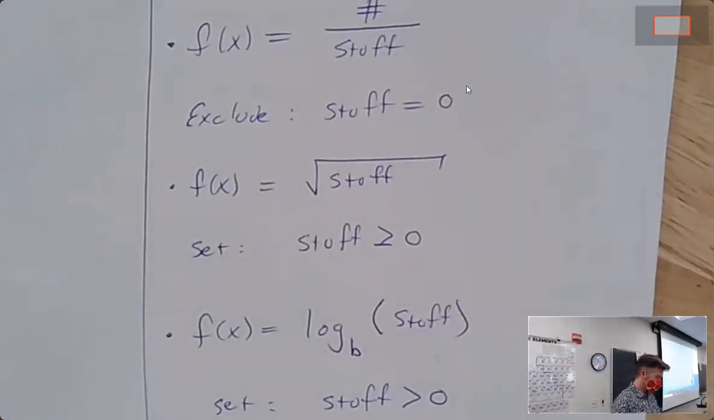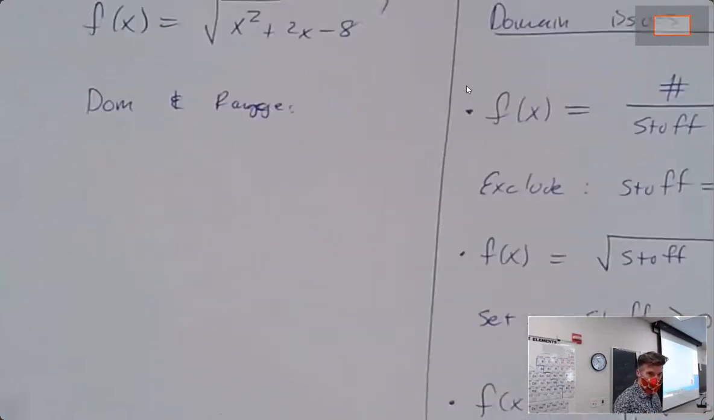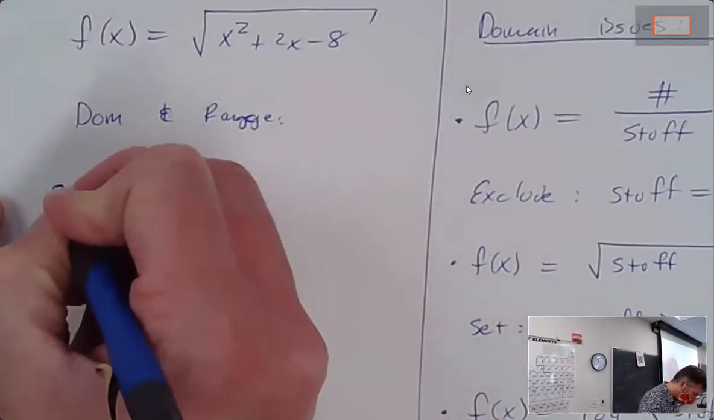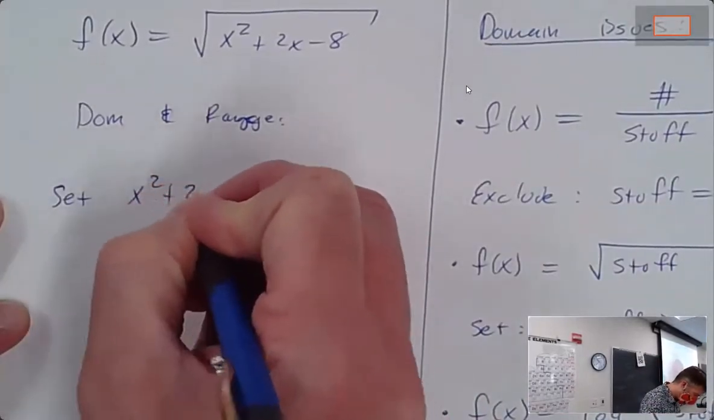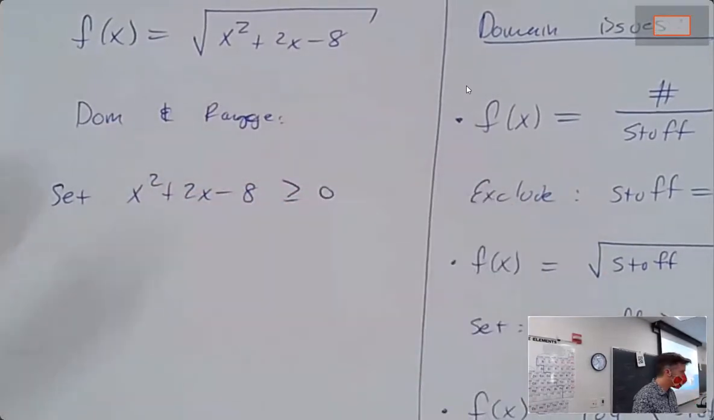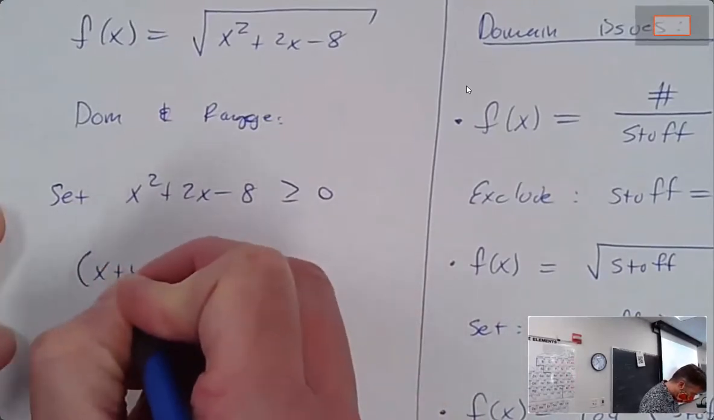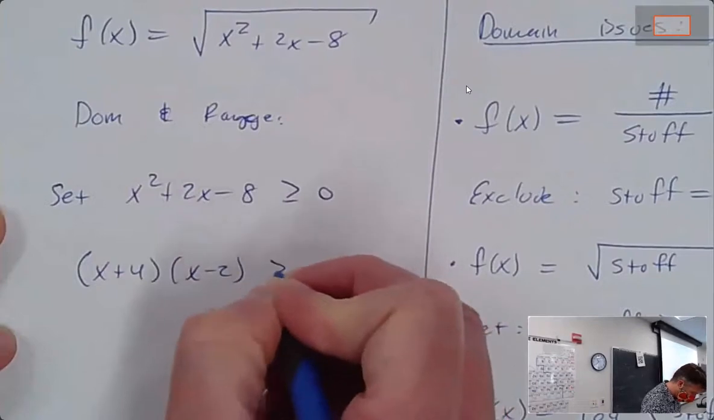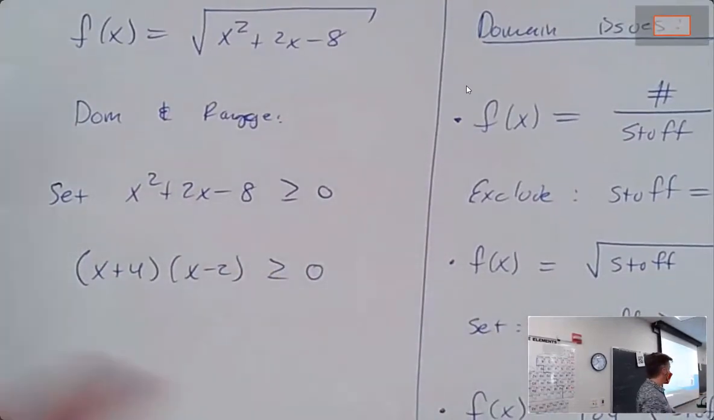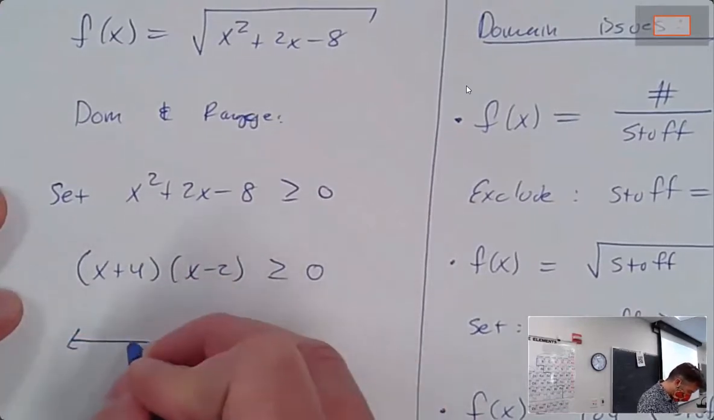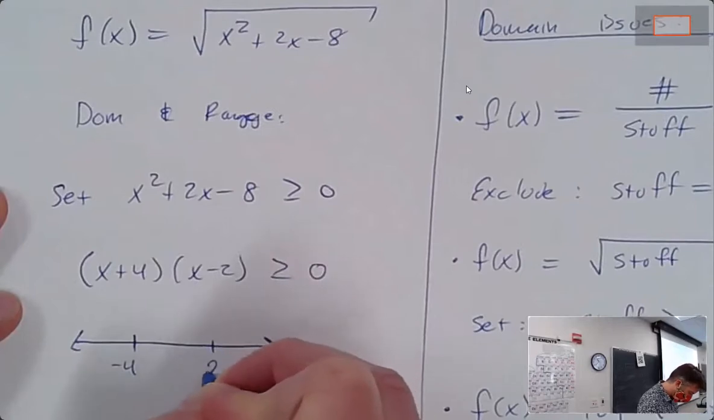Does that help? Okay. So back to the question we were looking at. We want to find the domain and range of this. So we're going to set the insides to be greater than or equal to 0. And typically, we usually solve an inequality like this by factoring. So I can factor this. It factors as x plus 4 times x minus 2. And then we find where that expression is equal to 0, which is x equal to negative 4 and x equal to positive 2. We plot those on the number line.